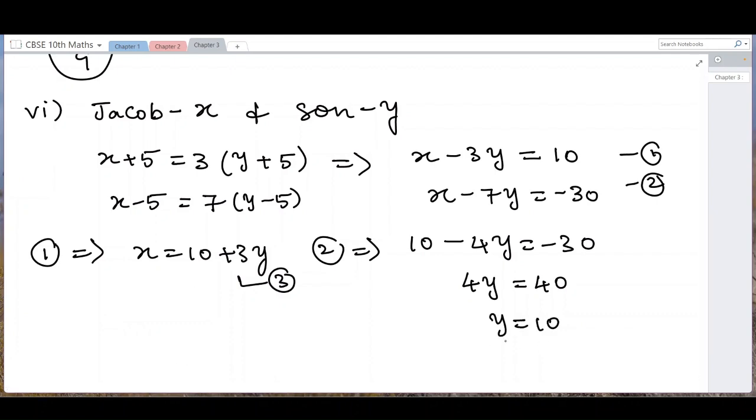So the age of son is 10. If you substitute that in the third equation, you will get x equal to 10 plus 30, which is 40. So the age of Jacob is 40 at present and his son's age is 10 years. Fine.